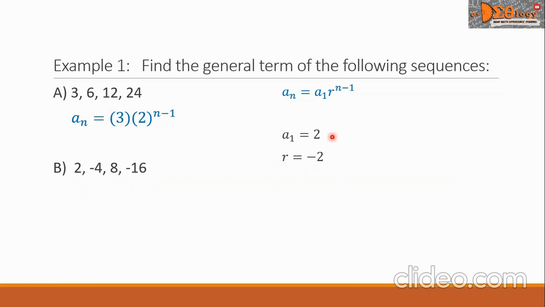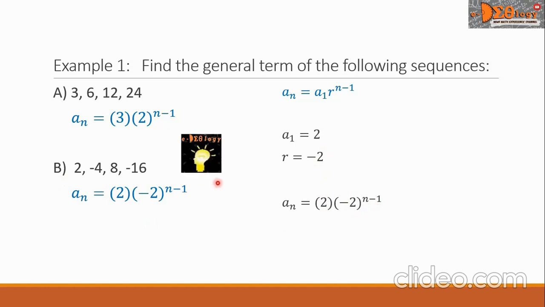Now, let us substitute these values into our general term formula. So we have a sub n equals, the first term is now 2, times our r, which is negative 2, raised to the power n minus 1. This is now our answer, and we will copy this below problem B. These are now our final answers.